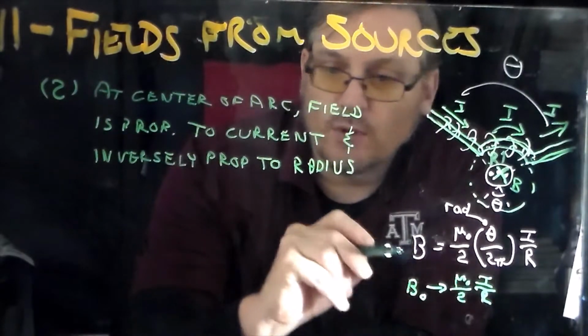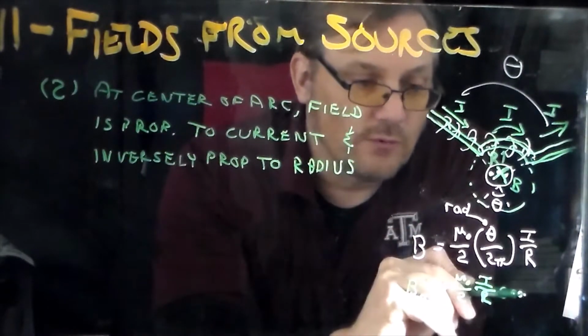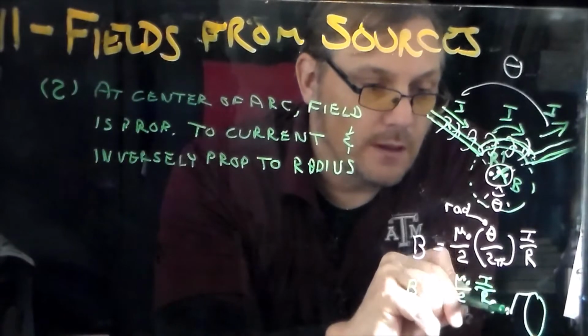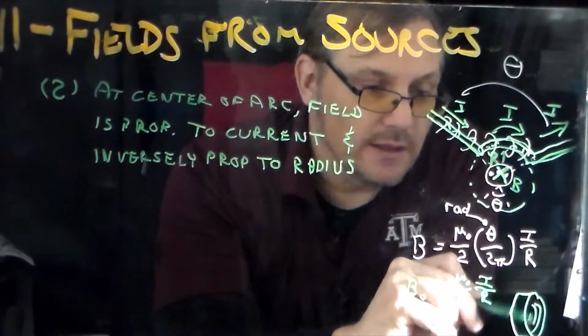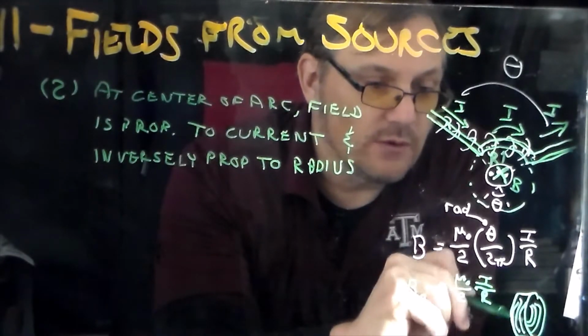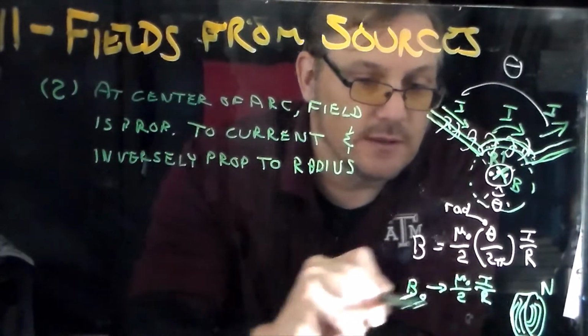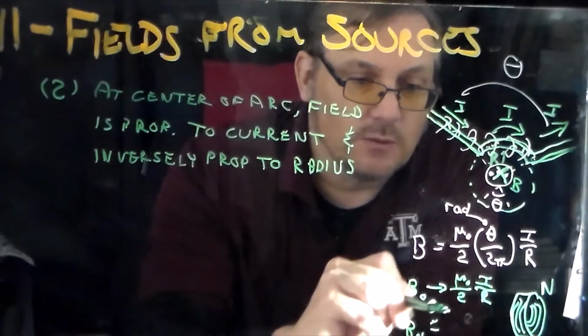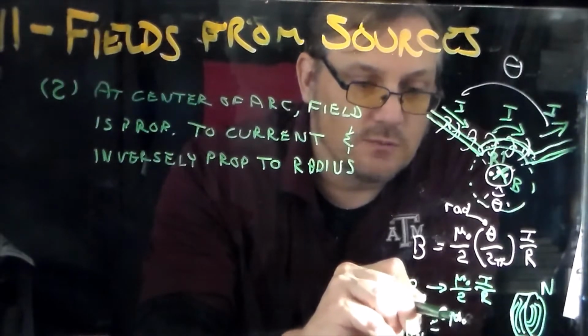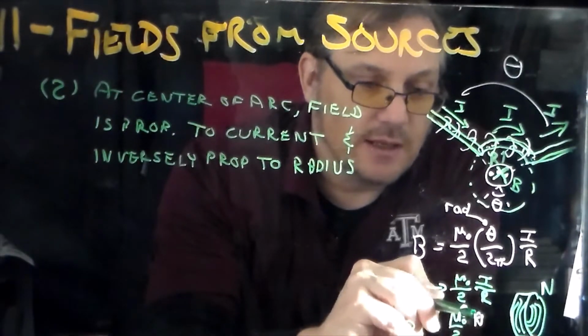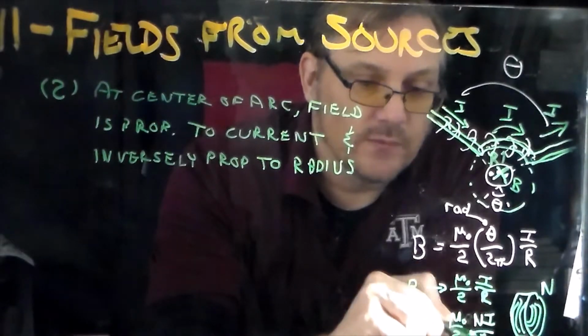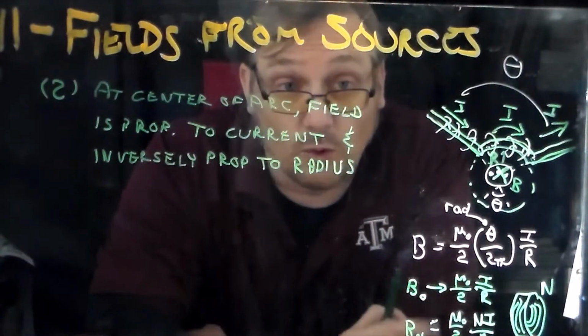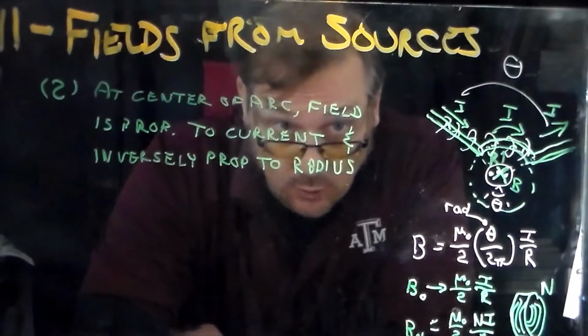Another thing you can see is if you had a loop, or a thing like this, this is where the coil is. If you have a coil with N turns, then B_N would be equal to just mu naught over 2 times N I over R. Okay, so that's for a magnetic coil. That's an air coil without a magnetic core inside.